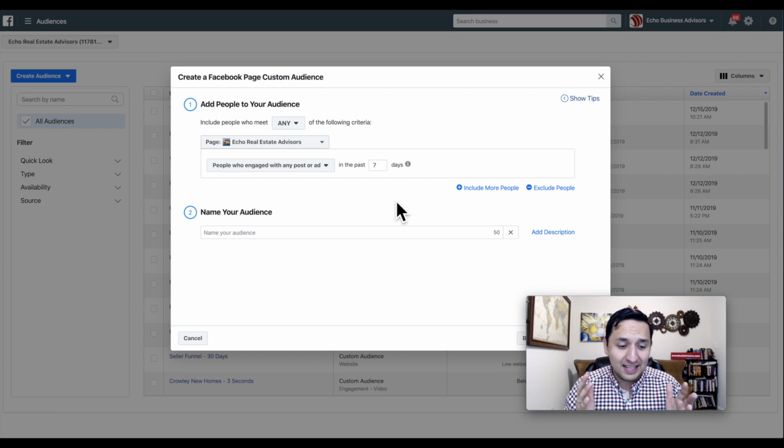But ultimately, this is how you retarget, and again, this is how you reduce your lead cost.